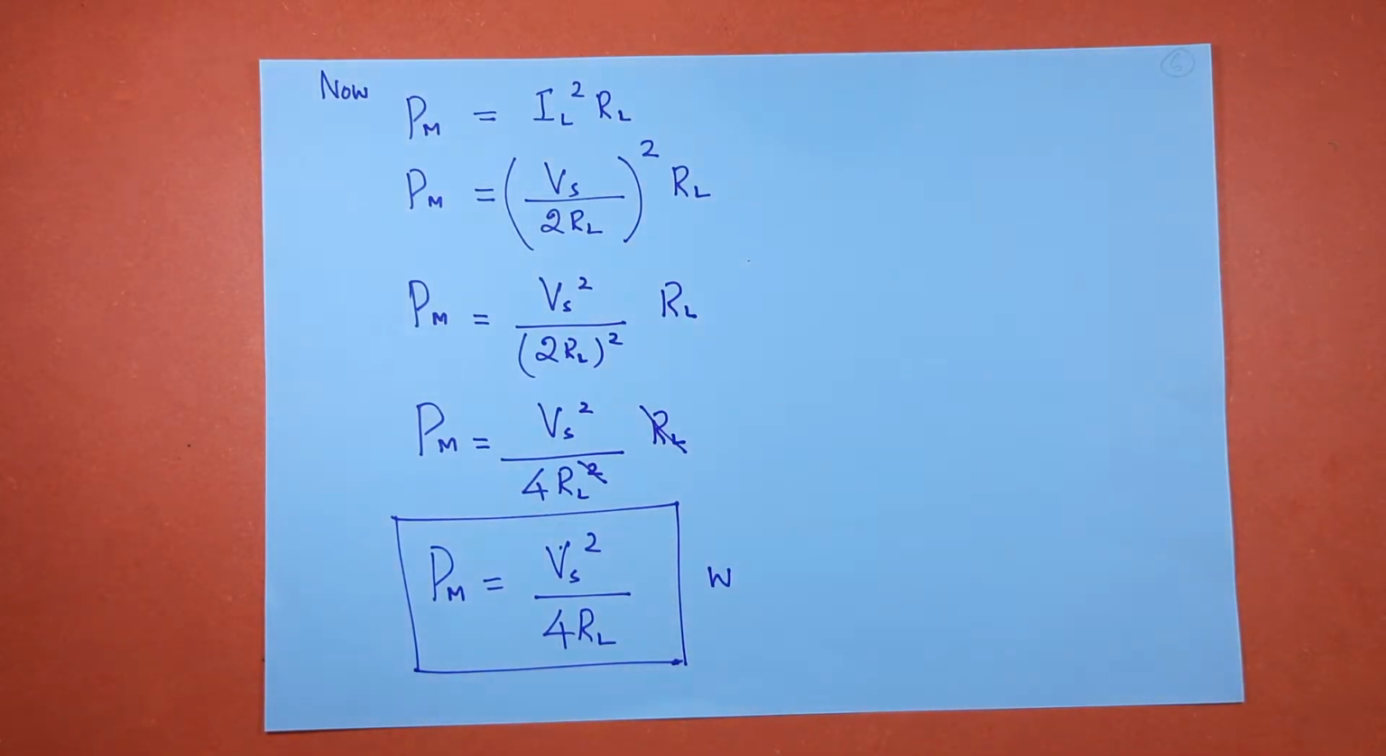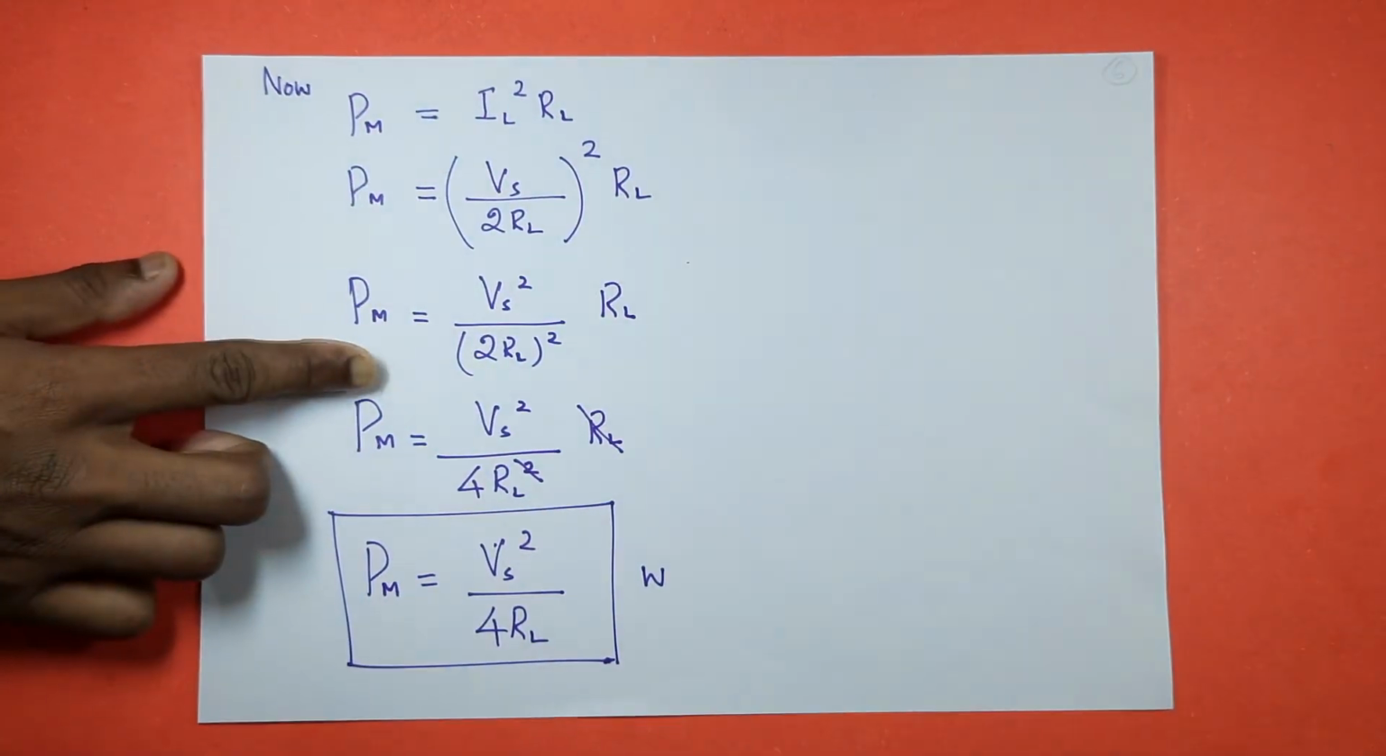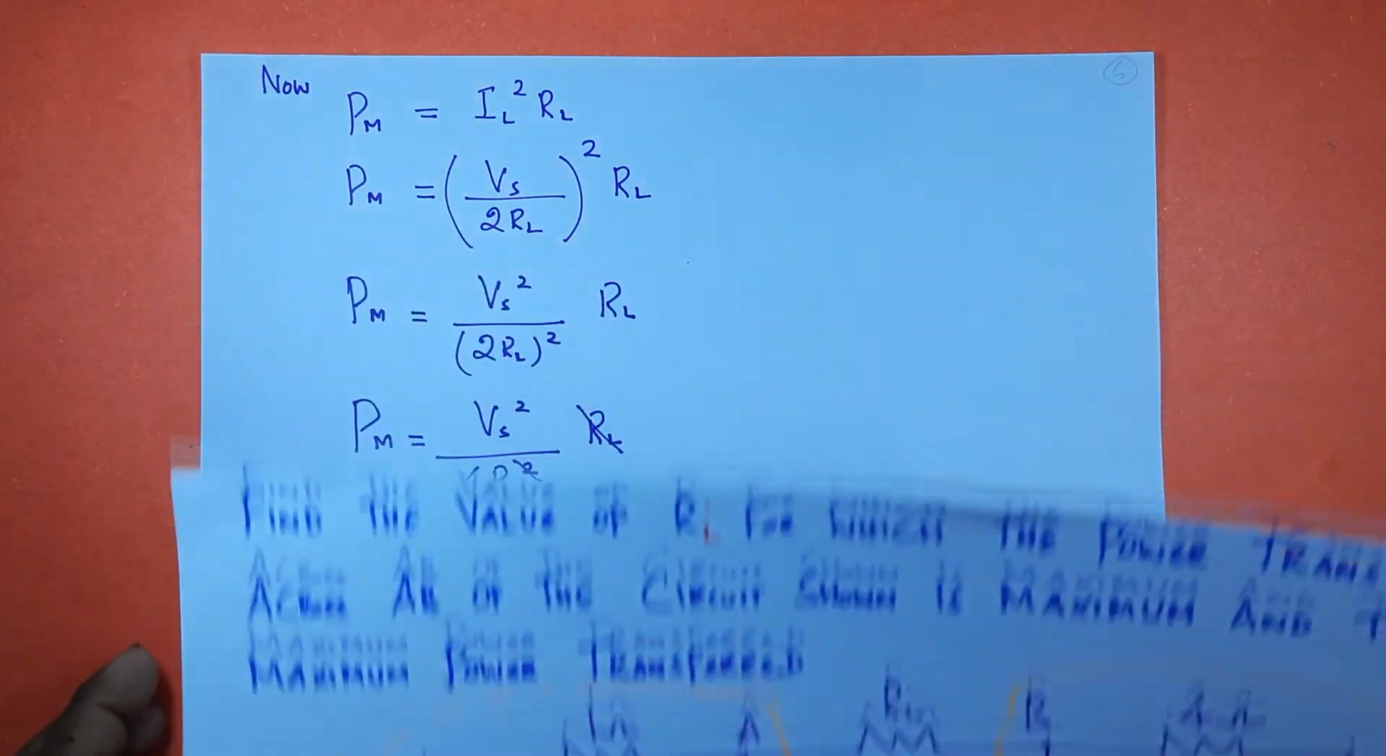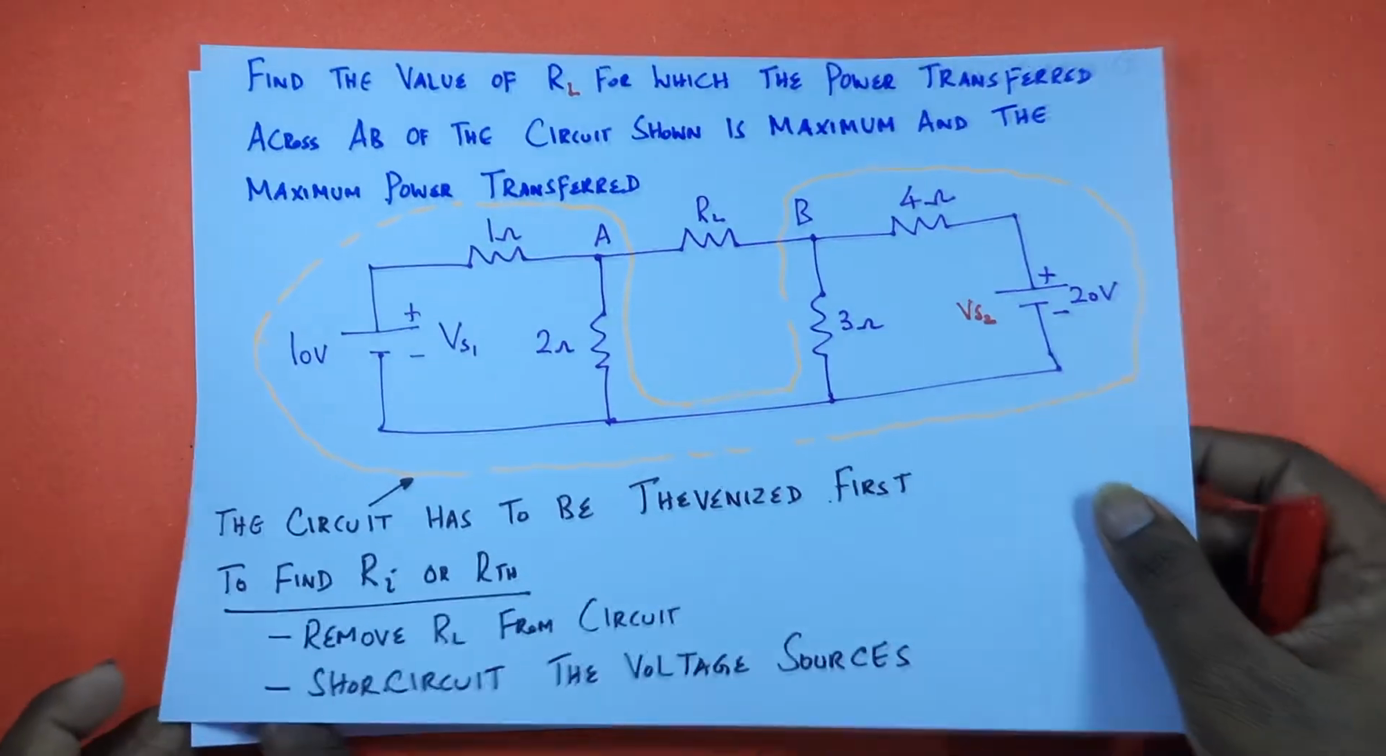So next step, now PM equal to IL square into RL. We got the expression for IL, Vs divided by 2RL, you substitute in this. So PM equal to Vs divided by 2RL whole square into RL. PM equal to Vs square divided by 4RL square into RL. RL and the square getting cancelled. PM equal to Vs square divided by 4RL watts. So this is the expression for maximum power.